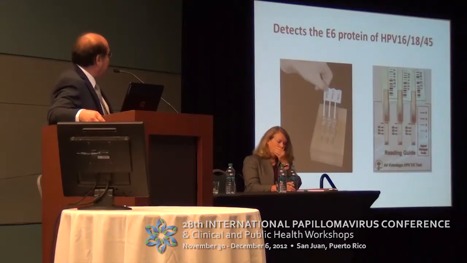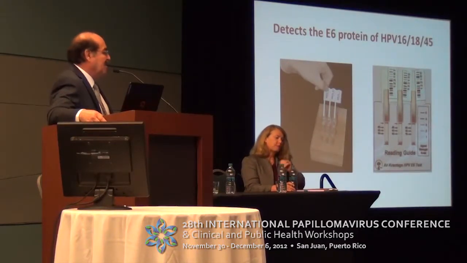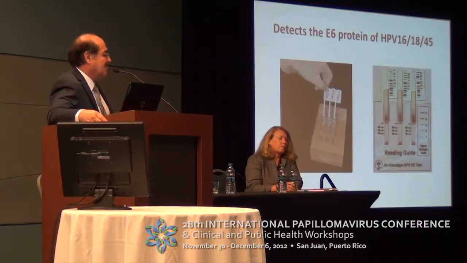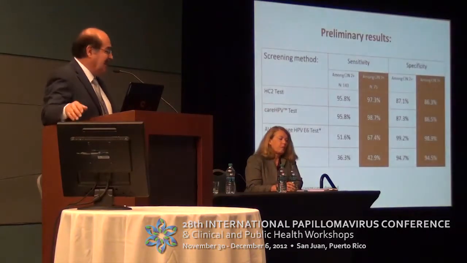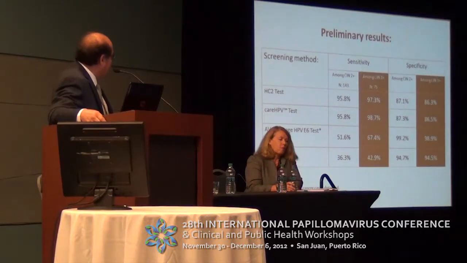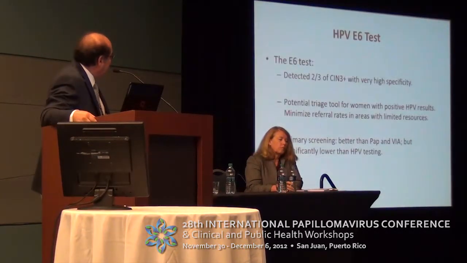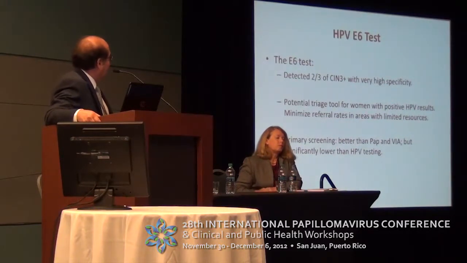But this method has been developed. It's a cheap kind of strip test trying to find the oncoprotein E6 of HPV 16, 18, and 45. It's under validation studies. Initial data evidence the sensitivity of this E6 test is around 67%. So there is a drop in sensitivity, with a good specificity of 99%. So with this data, we should say that the E6 test detected 2/3 of CIN2 plus lesions with very high specificity.